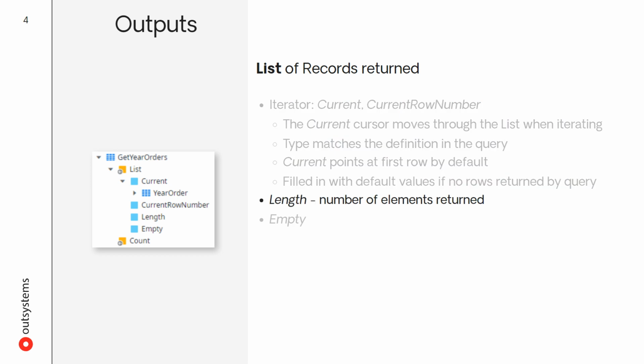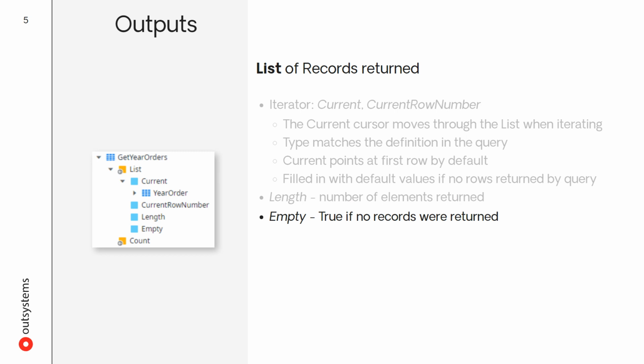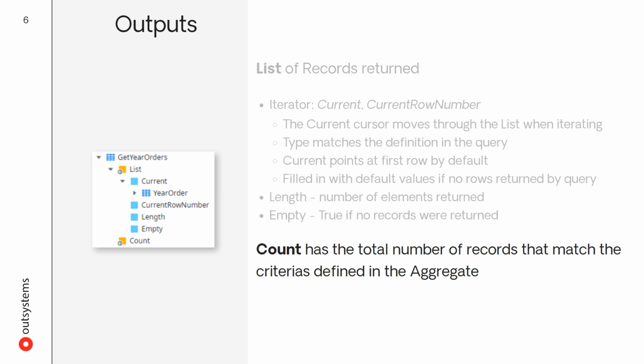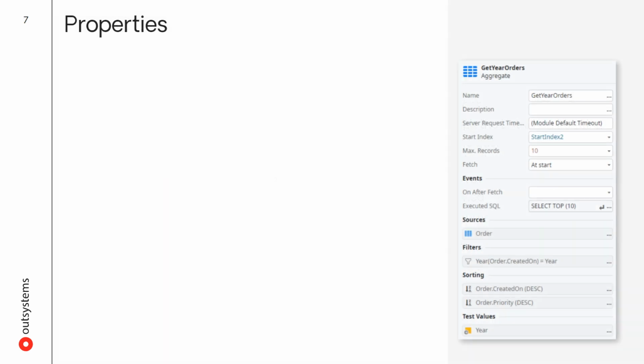As for the length, this is the number of records returned, which may be optimized to the number of records being displayed on a screen. The empty will be true if no records match the criteria defined in the aggregate, and false otherwise. Finally, the aggregate also has a count output parameter. The count will contain the total number of records that match the query criteria, which may be different than the length of the list. Each aggregate also has a few properties besides those defined as sources, filters, and sorting.